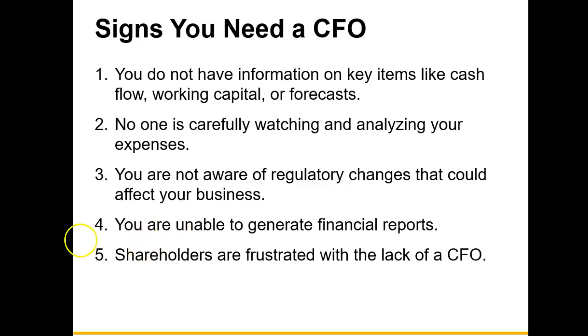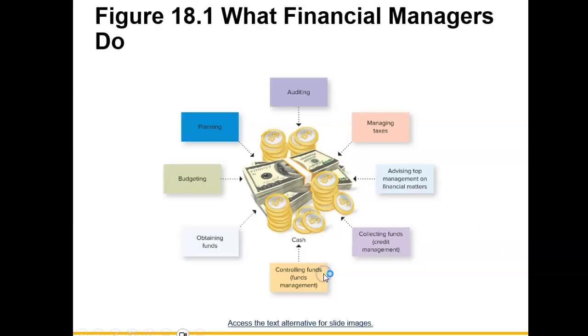Number four is a killer. You are unable to generate financial reports. Mm-mm-mm. Yes, that means you need a CFO. And number five, drum roll please. Shareholders are frustrated with the lack of a CFO. So, yes, you need to have someone who understands finance overseeing the finances of a business organization.